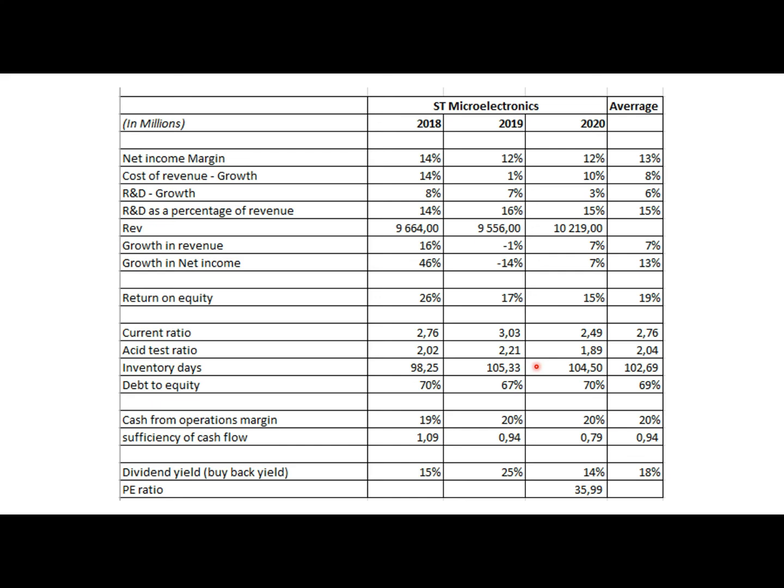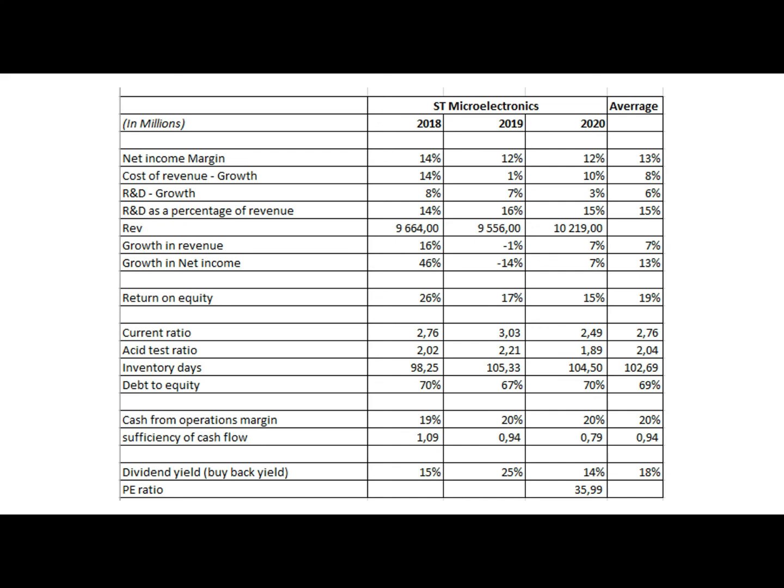The cash position. The cash margin is below the industry average. Okay, not good. Not expected given the high levels of competition. But even though it's low, it does still indicate that the business model can generate cash from operations. The sufficiency of cash flow is above the industry average, which is about 0.84, so a very good indicator. It also highlights the strong cash flow position ST Microelectronics is in.